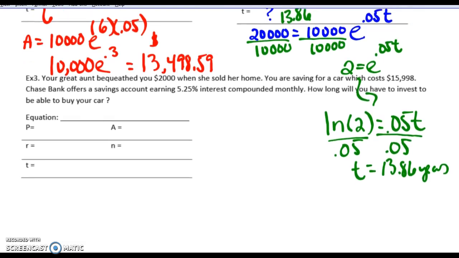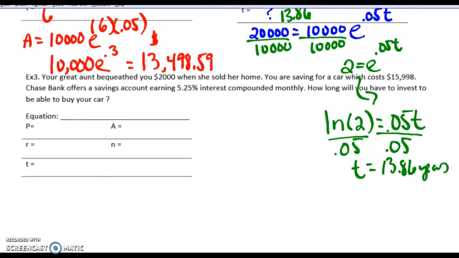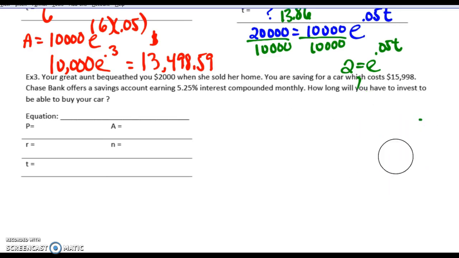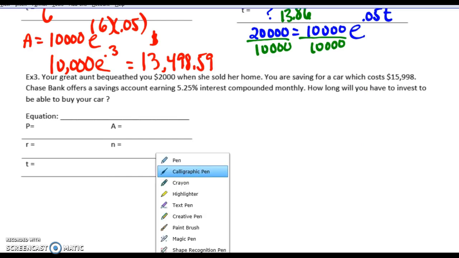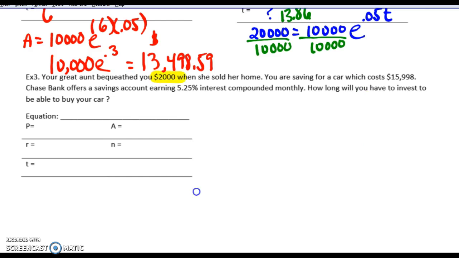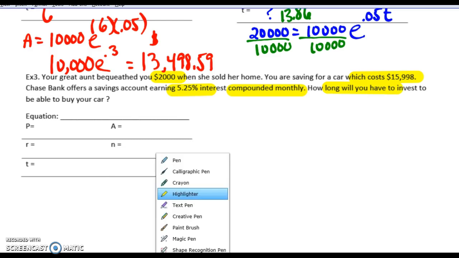Okay, your last example is going to be this one where your aunt bequeaths you some money when she sold her house. That's pretty nice. So I'm going to erase this over here and give myself some room. Okay, so it looks like she's going to give you $2,000, and you're saving for a car which costs a certain amount, and there's an account earning 5 1/4% compounded monthly. You are solving for time. How long will you have to invest?